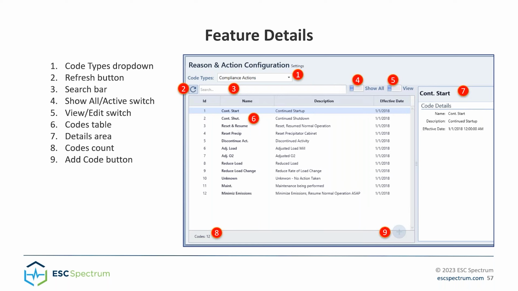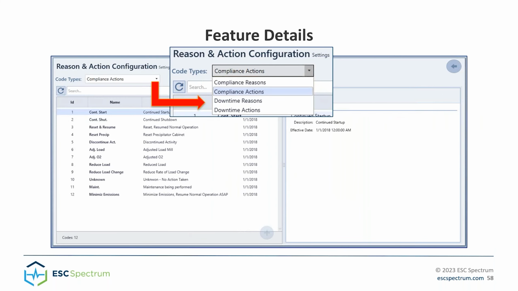And in the same format, we have the list on the left and then your selected item details on the right. And then the main drop down is the code types, and each one of those will give you a different list. And those are connected to the drop downs when coding downtime or compliance events.